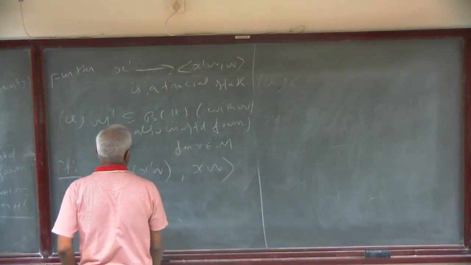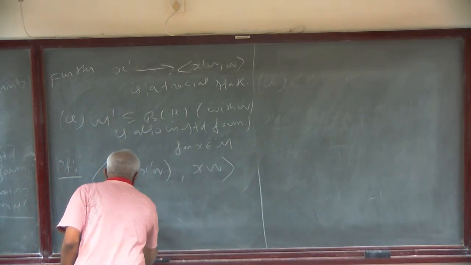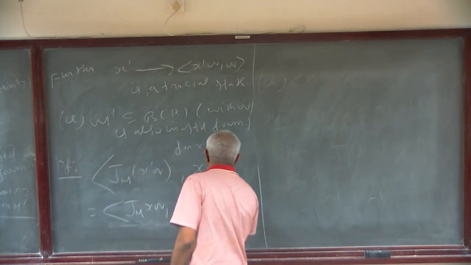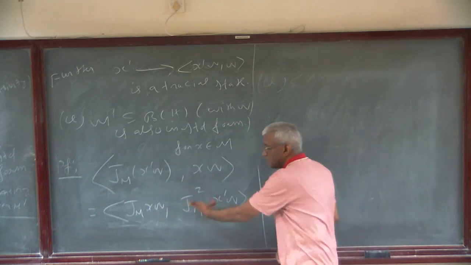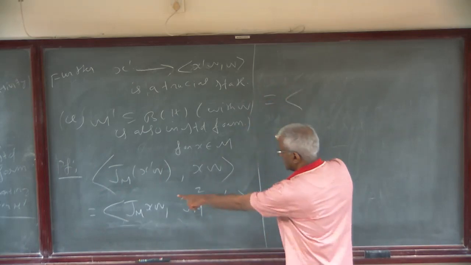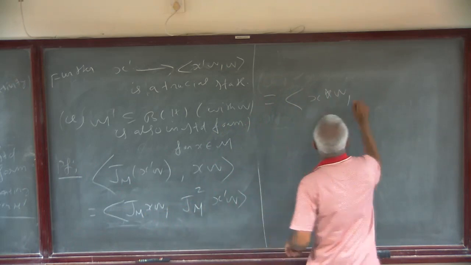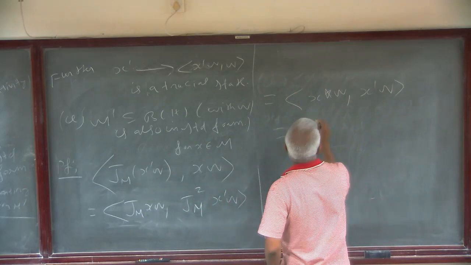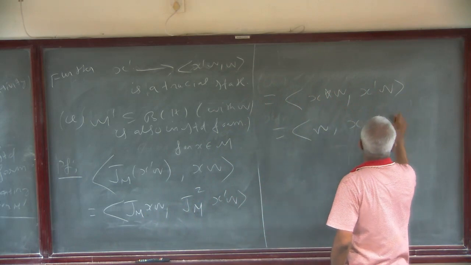Now I want to flip the inner product, so for that I apply J_M here. The inner product will be flipped, so J_M x omega, J_M squared x prime omega. If I apply this, the inner product will be flipped because J is anti-unitary. Now J_M of x omega is x star omega, and J_M squared is 1, so this is just x prime omega. Now this is equal to omega, I can take x star here, x prime omega.